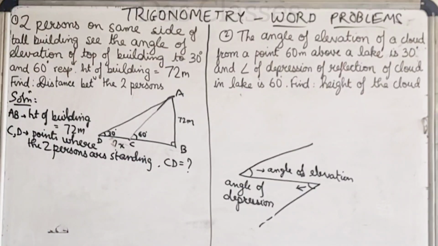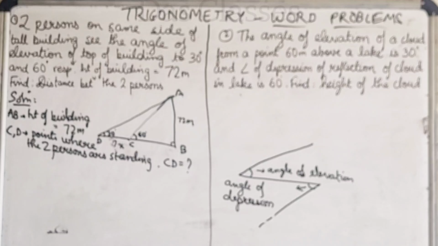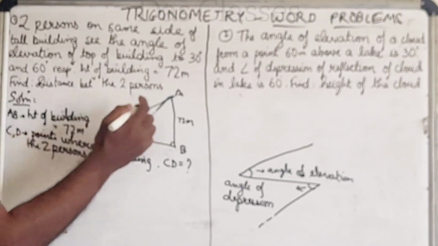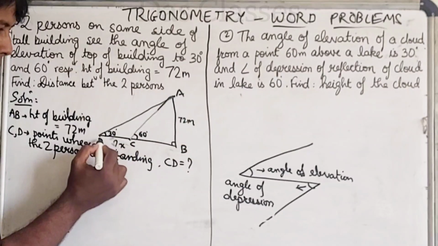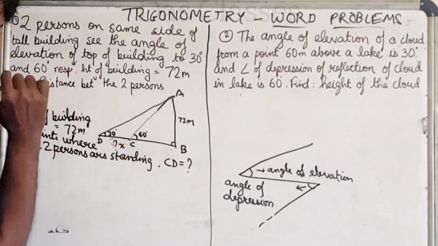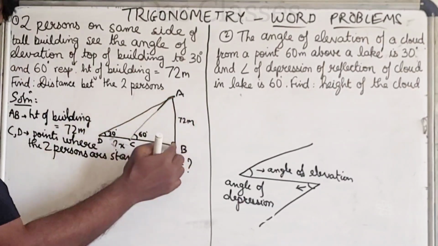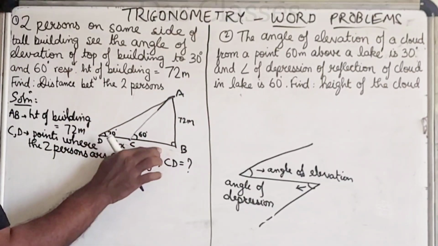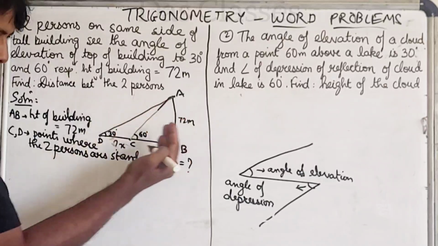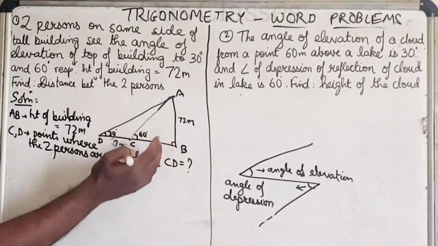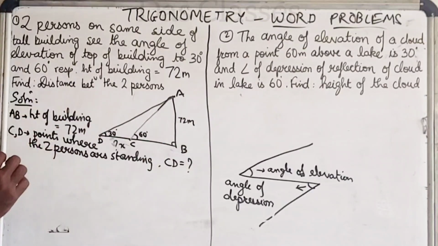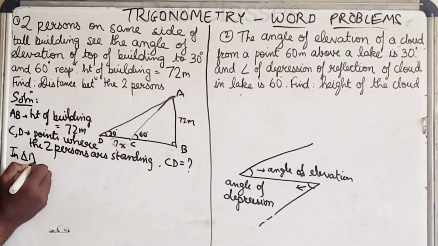So how do we do this? Obviously, we can start from triangle ABD or triangle ABC. But as you can see, if we take ABD, this part is unknown. So obviously we have to start from that part of the triangle where we know at least one thing. In this case, we know this. So we'll first consider triangle ABC.